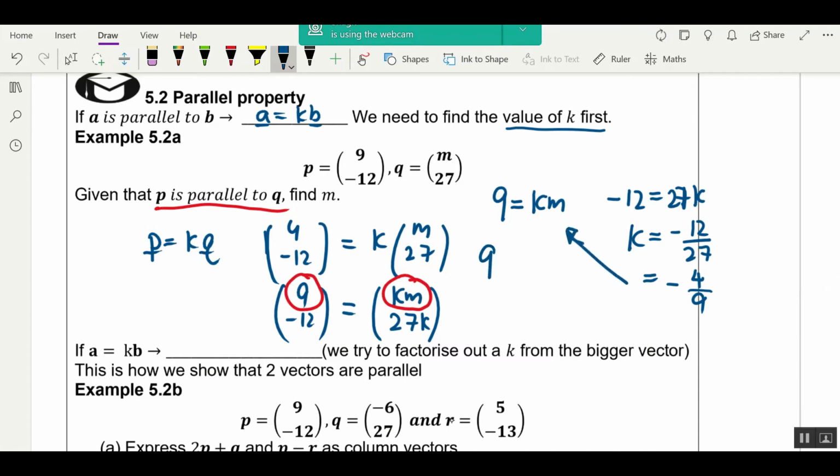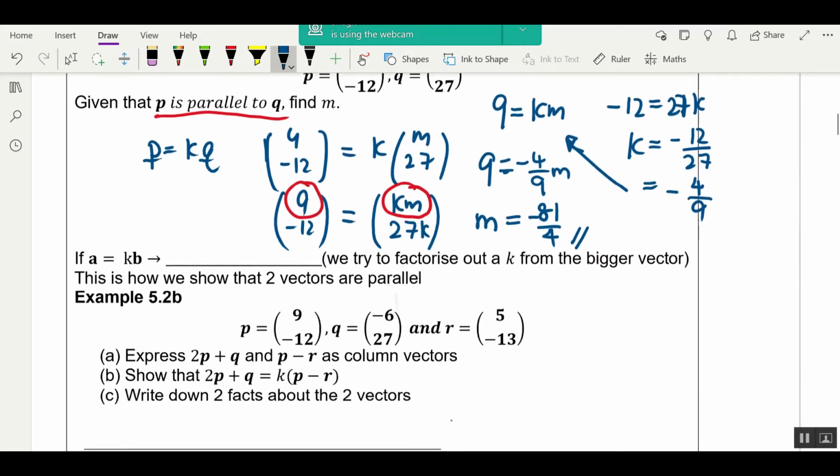So 9 is equal to -4 over 9 m, which means that m is equal to -81 over 4. You use 9 to divide by -4 over 9. And this is how we find the m. So if you are given parallel, you insert the k in.